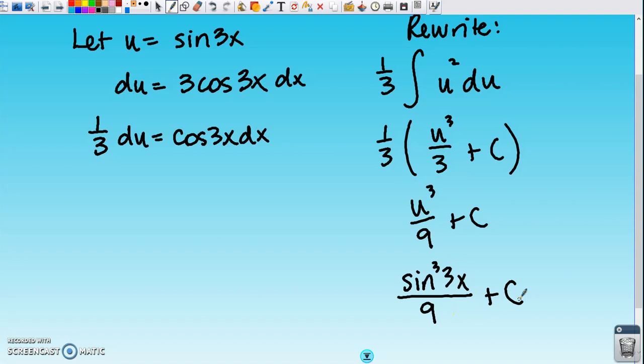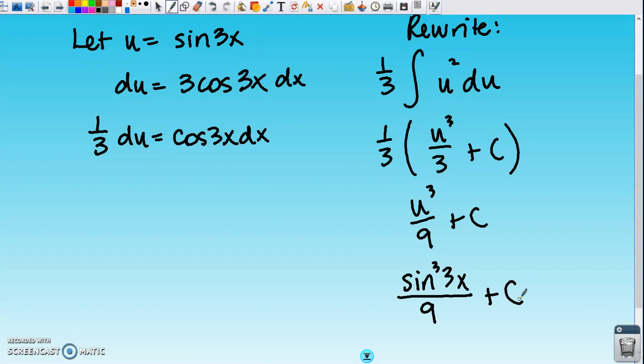At any point, if you wanted to check your work, you could always go back and take the derivative using the chain rule. That will always get you back, well, it should always get you back to what you started with inside your integral. And if not, you've done something wrong, go back and check it again.